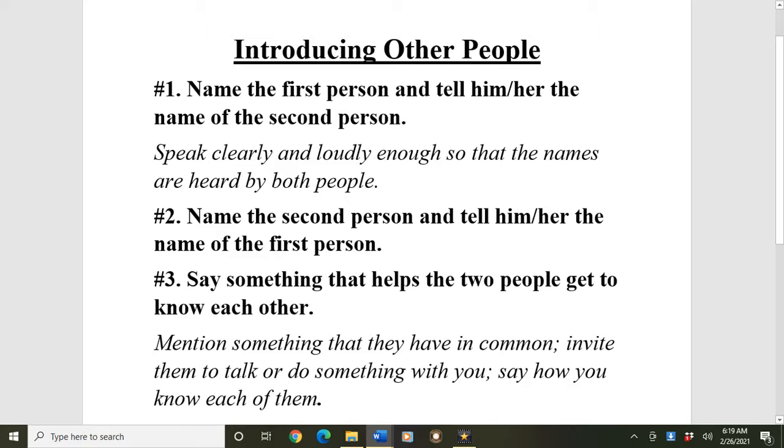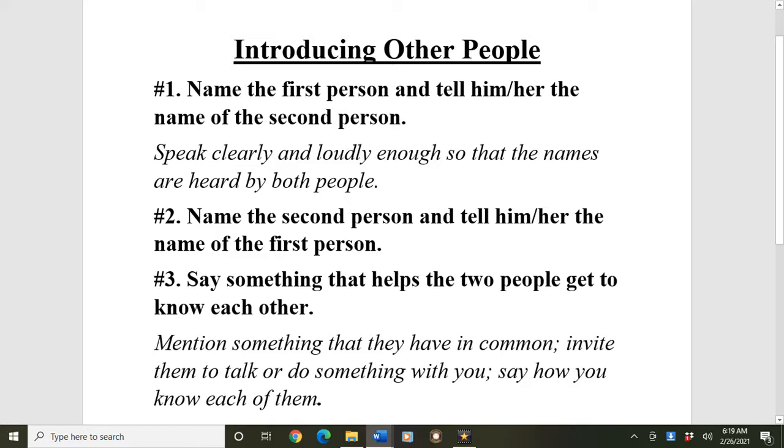And so as we look at the skill of introducing others, we want to think about, why is it that I'm shy about doing this? Why don't I introduce people to each other when they haven't met before? And so just as a quick overview, obviously we're going to name the first person and tell him or her the name of the second person. We want to make sure that we're speaking clearly, make sure that both people catch those names, because again, names are very important.